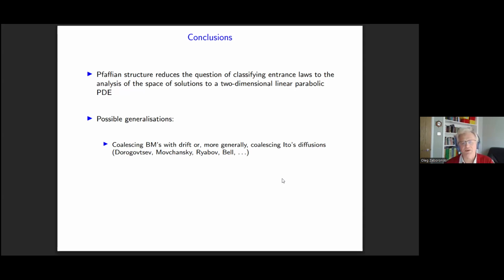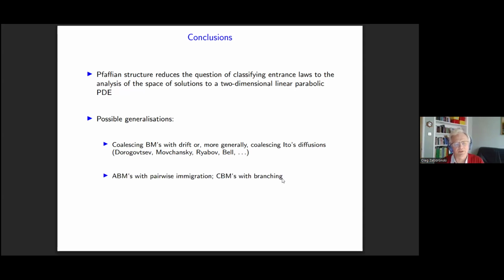I'm madly sorry if I missed any references. This field is relatively new for us. So you could also consider more complicated models.